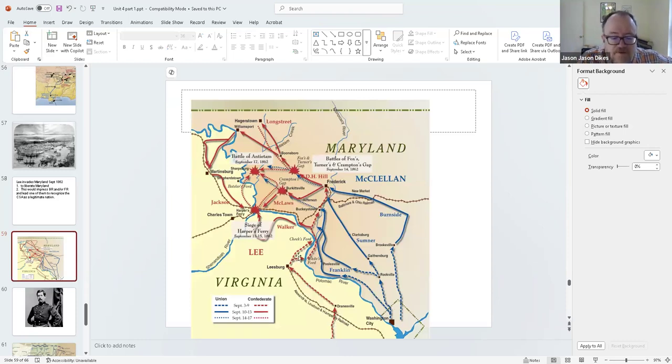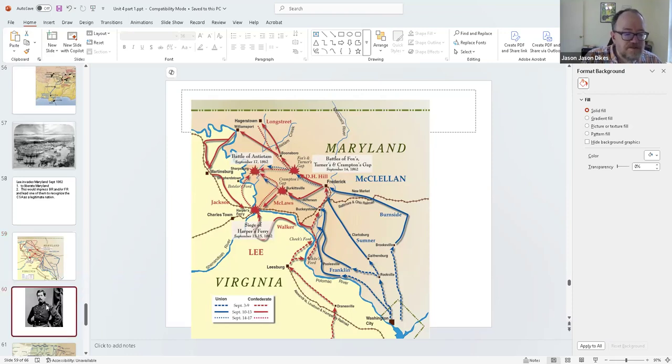Lee's forces coming up. Here's Harper's Ferry, which we talked about before when we were talking about John Brown. You can see the railroad tracks making an important spot. And then Union forces coming up and then hitting here at Antietam.